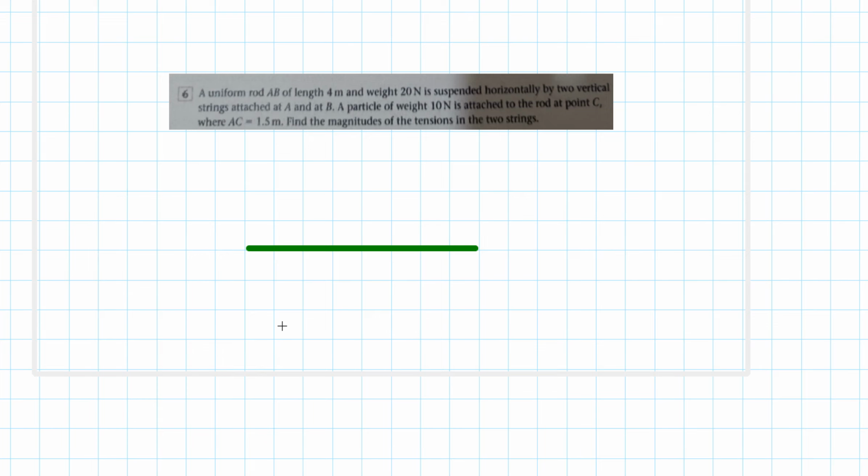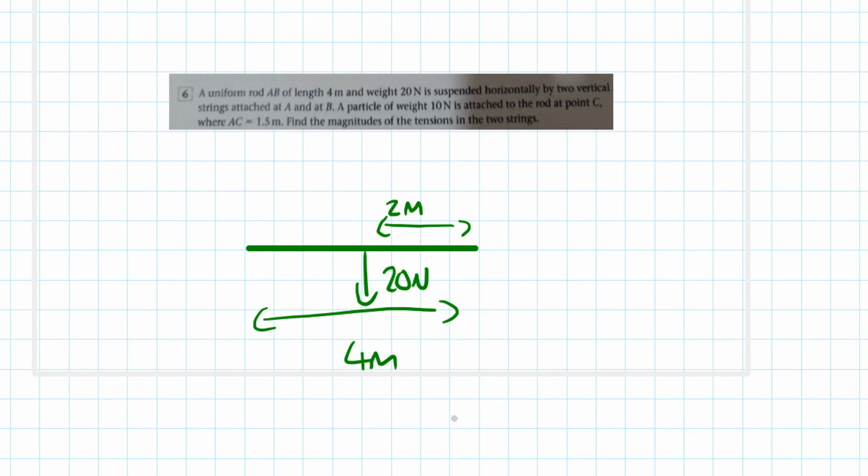Okay, so we're going to draw a uniform rod. So again, build up your diagram with the question. So length of 4 metres, a weight of 20. So again, that's going to act halfway. On big questions, it might just be worth putting that distance there so you remember what it is. And it's suspended between 2 vertical strings attached to A and B. So we know that the rod is A and B, so there's a string here and a string here. That one is A going upwards and that one is B going upwards.